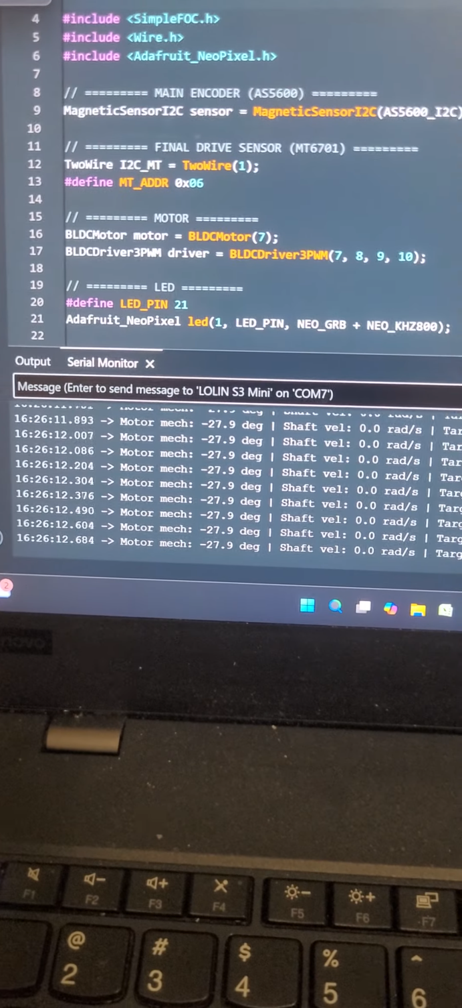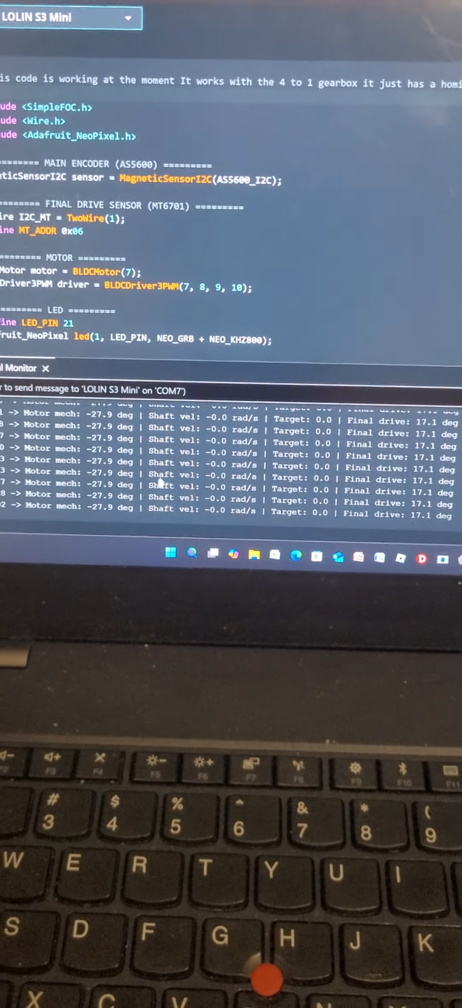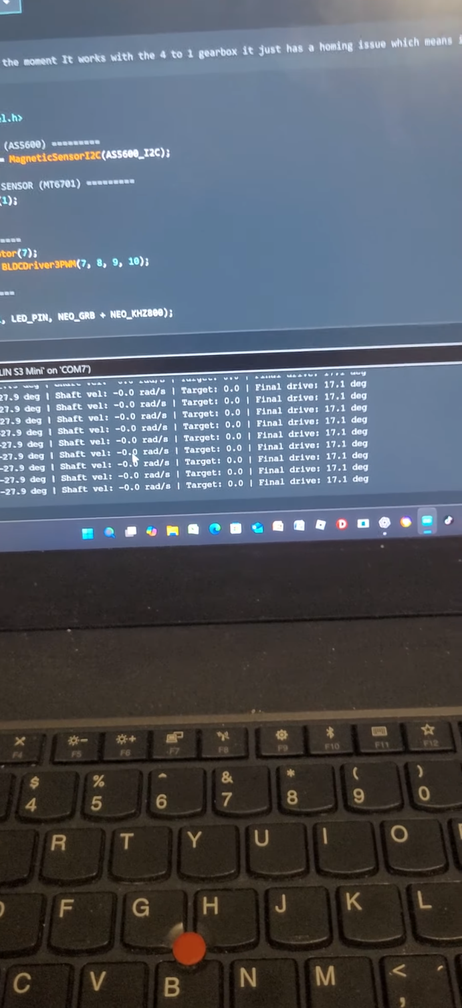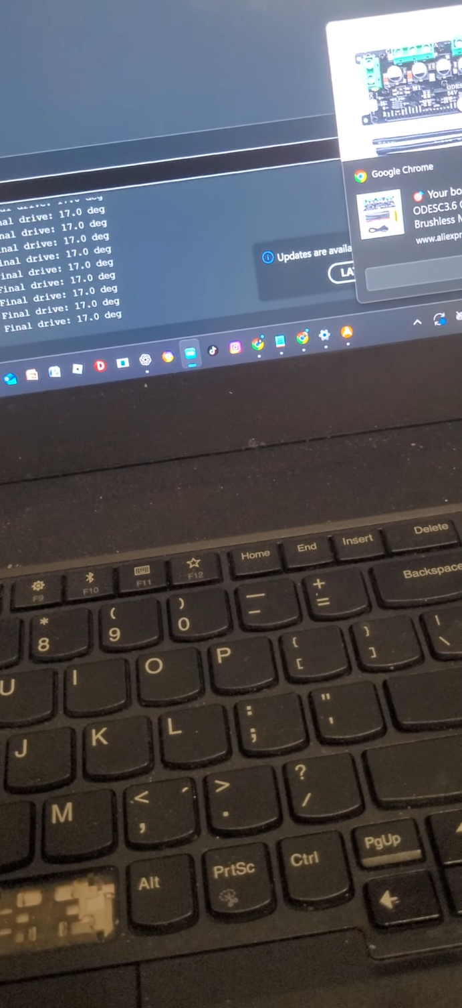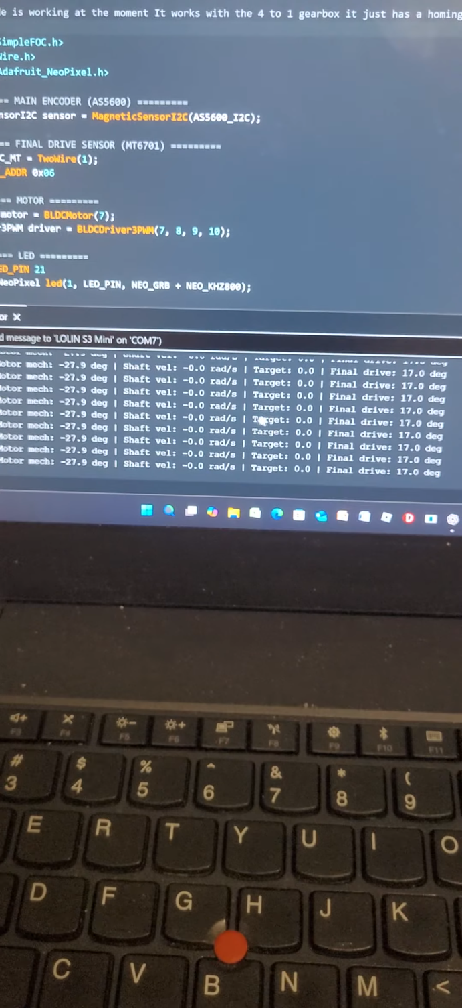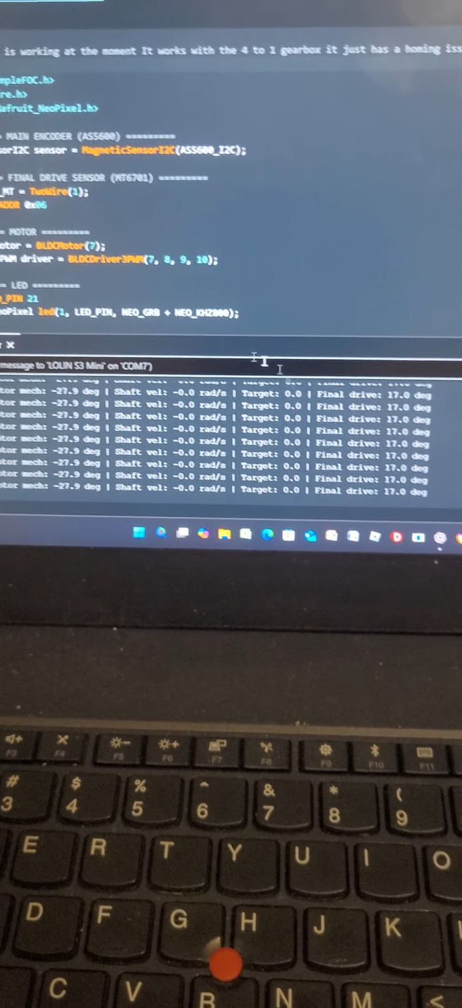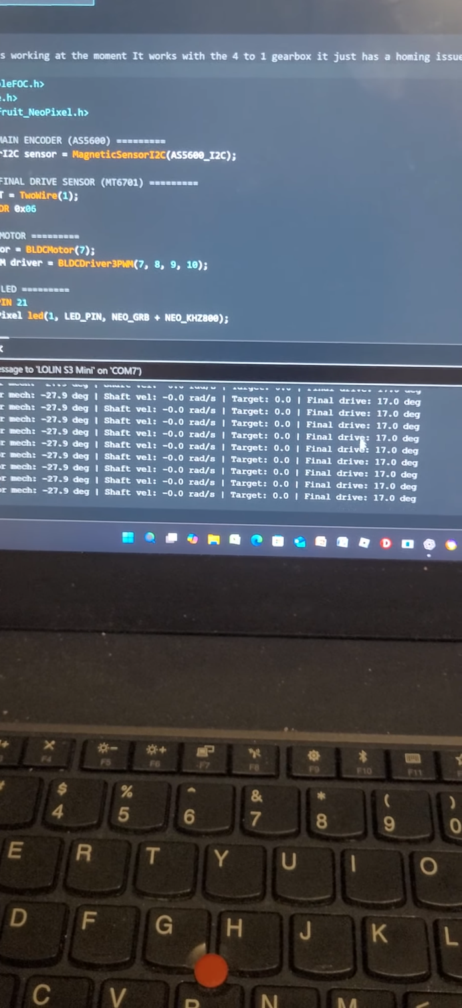My readings are the motor mechanical angle, which is the angle of the AS5600 sensor. My shaft velocity, because I was trying to get some runaway issue. If this motor exceeds a certain value, it starts spinning randomly. But because I have hard end stops, it's not really an issue anymore. And the torque is pretty high. The target angle is based on what I input here. And the final drive sensor, which is this, is simply just a sensor.